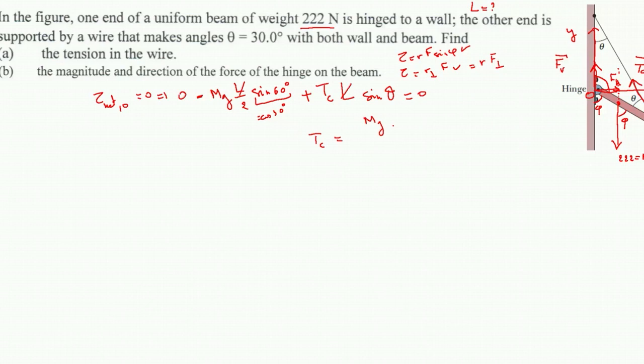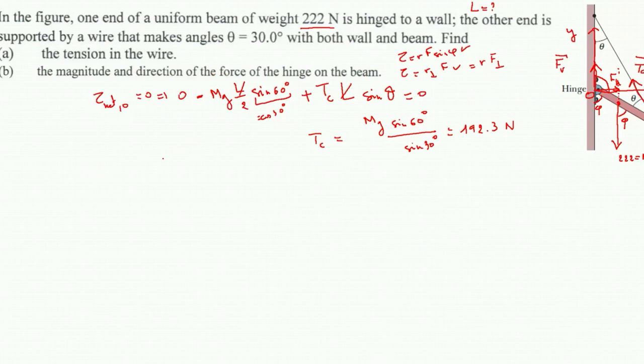It is mg sine 60 degrees divided by sine 30 degrees. Now, if you put in your numbers, you will get, of course, 192.3 Newton. So this is your TC, just by the balance of torques. Now, the second question is, what is the magnitude and direction of the force of the hinge on the beam?